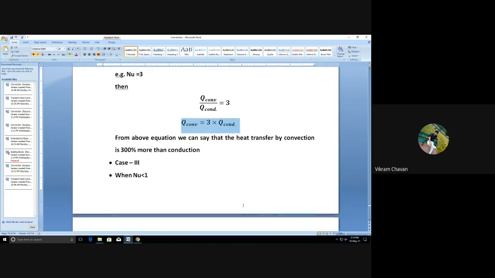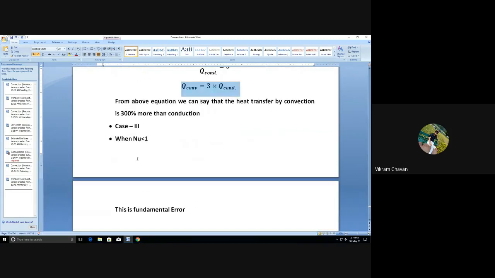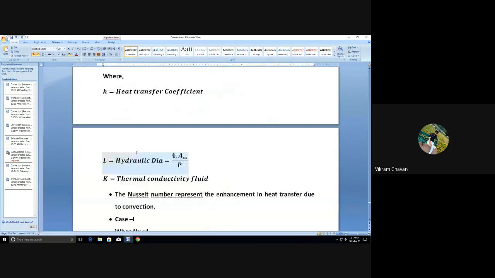And case number 3 is when Nusselt number is less than 1. Actually, this is a fundamental error. We will not find the Nusselt number less than 1, because heat conduction is always happening if there is a temperature difference. So case number 3, that is Nusselt number less than 1, is a fundamental error. Is everyone getting it? Whether you understood what is meant by Nusselt number?